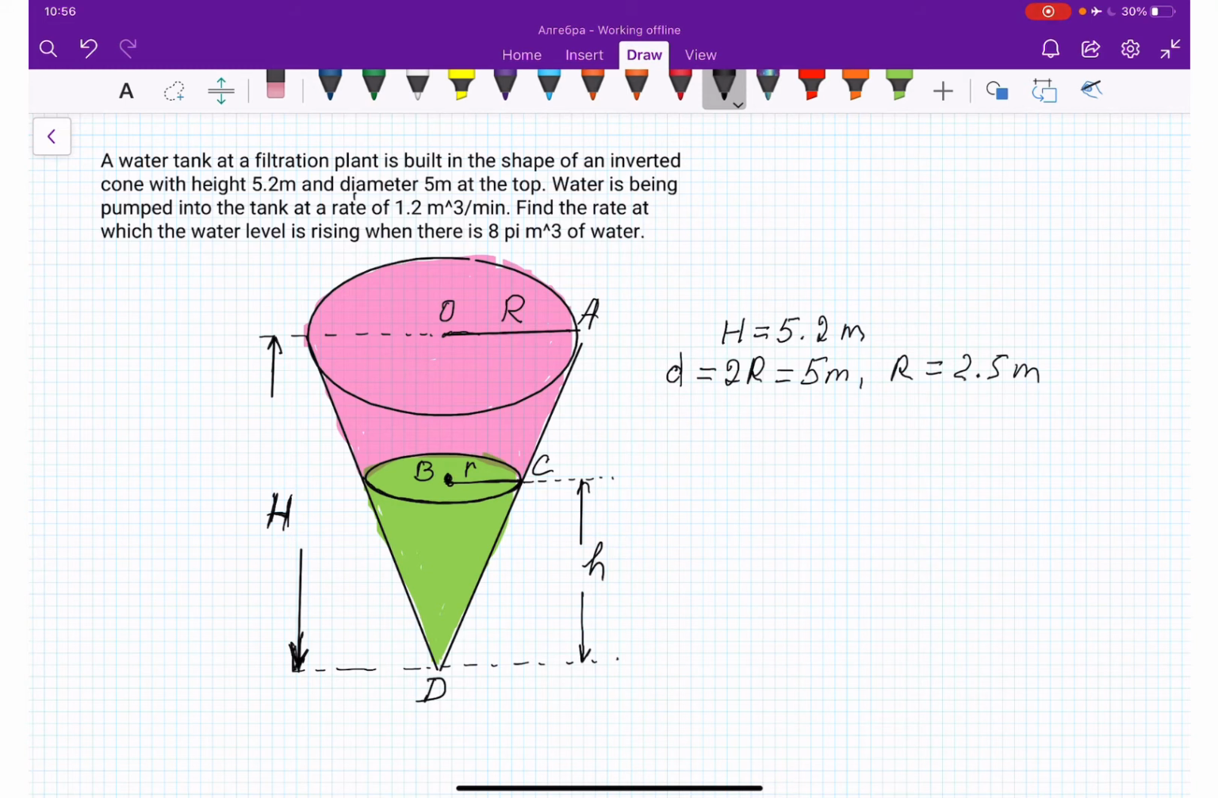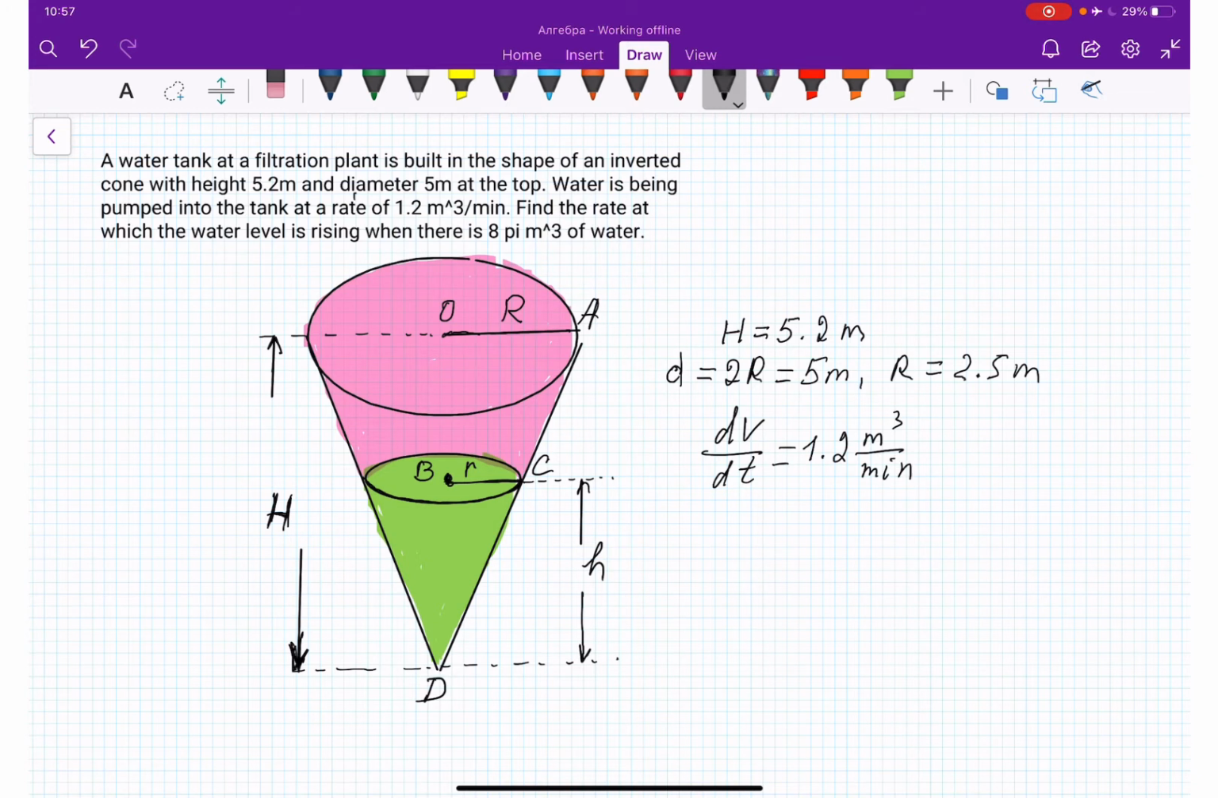Your uppercase R. Water is being pumped into the tank at a rate of 1.2 meter cubed per minute. So at a rate, which means we are talking about derivative, dV by dt. It doesn't say the volume, it says rate of change. It's a rate of 1.2 cubic meters per minute. So dV by dt is equal 1.2 cubic meters per minute.